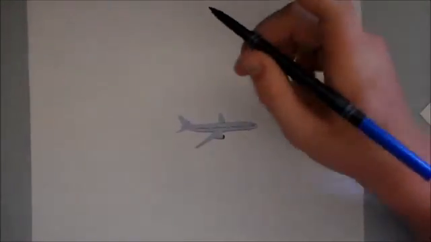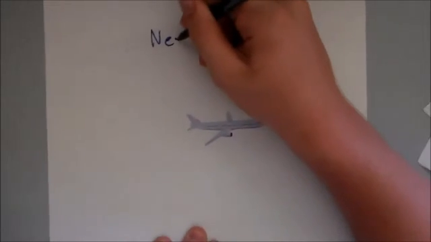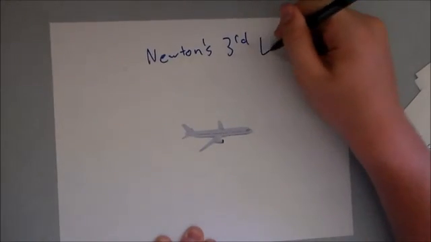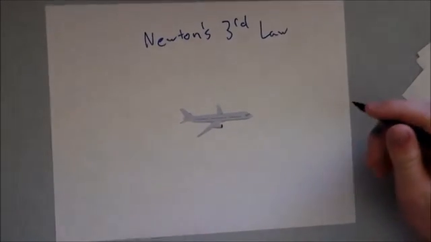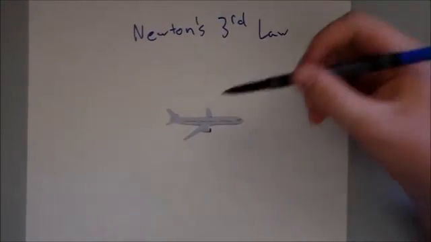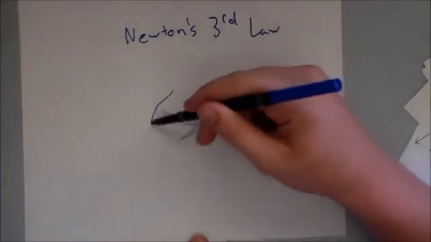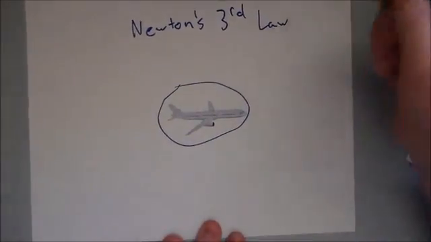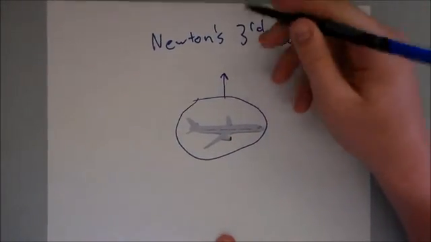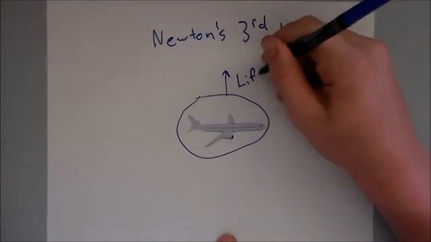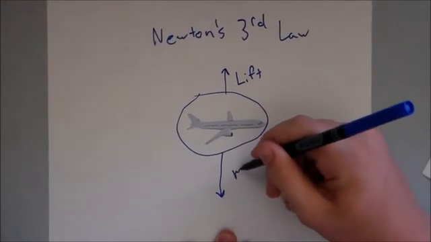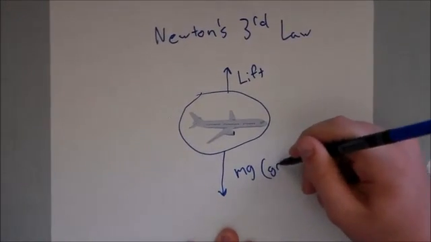Okay, so here we're going to be talking about the concept of Newton's third law. Newton's third law states that for every action there's an equal and opposite reaction. So in the system of an airplane right here, we have the force of the wing pulling it up, which is lift, and then gravity pulling it down, which is the force of mg.